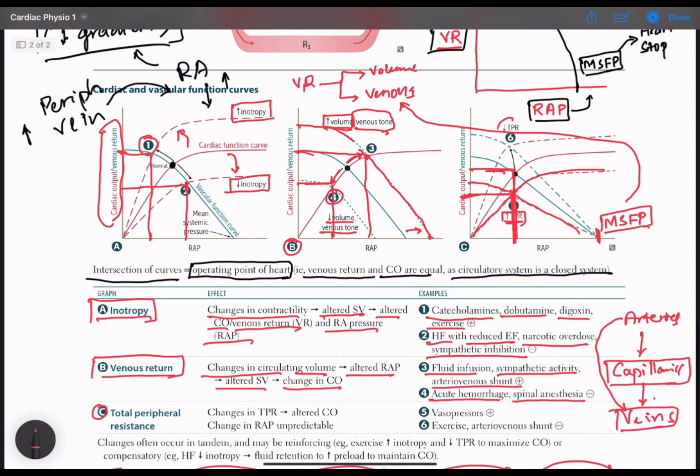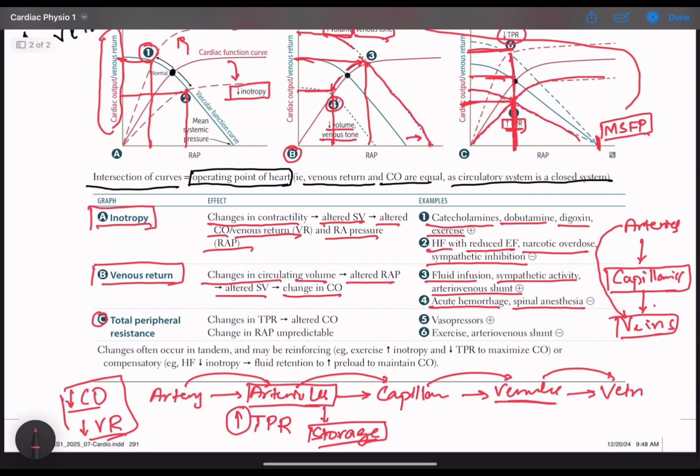The same goes for decreasing TPR. By decreasing TPR, we just shift the curves of both the cardiac output as well as venous return, but we will have increased cardiac output for a given right atrial pressure. So changes in total peripheral resistance lead to altered cardiac output, while the changes in right atrial pressure are unpredictable. So for 5, what are the conditions leading to increased total peripheral resistance? These are vasopressors. And the conditions leading to decreased TPR are exercise and arteriovenous shunt.